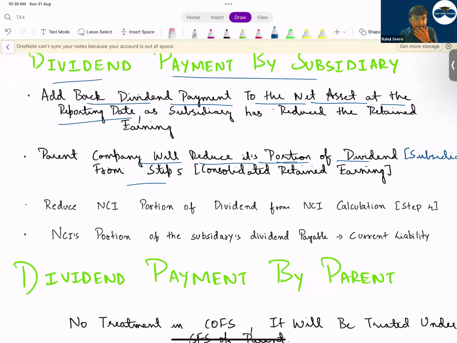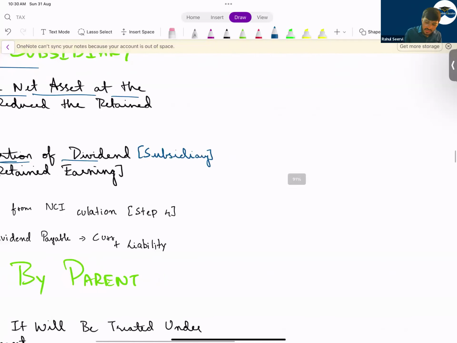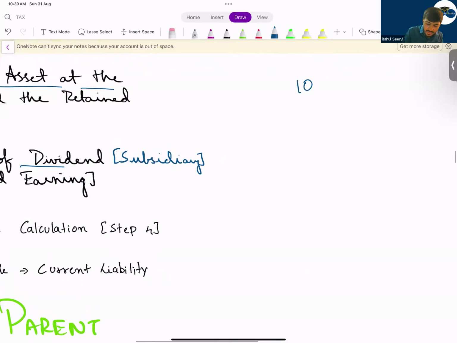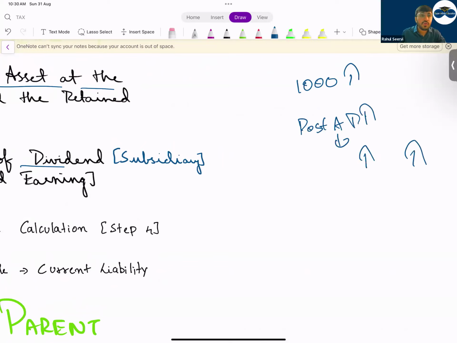Yes. If a company has paid a dividend, that means what? I say the subsidiary company paid a dividend of 1000. Can I say the subsidiary's retained earnings is low? So you will again increase the value of retained earnings. If you increase the value of retained earnings, your post-acquisition profits also will increase. Then post-acquisition profits will increase, your NCI value will increase, your parent value will increase. What should you do? You should again go and reduce the parent portion and NCI portion.